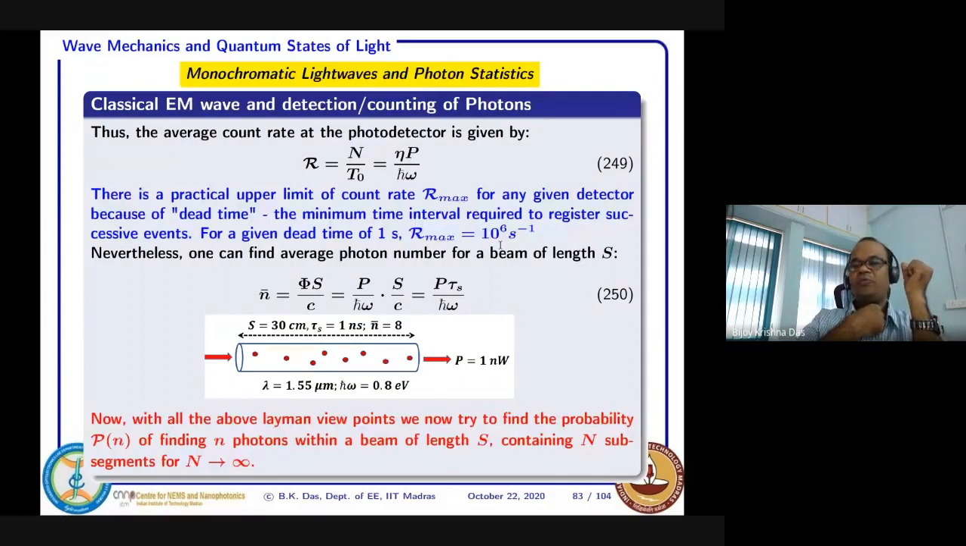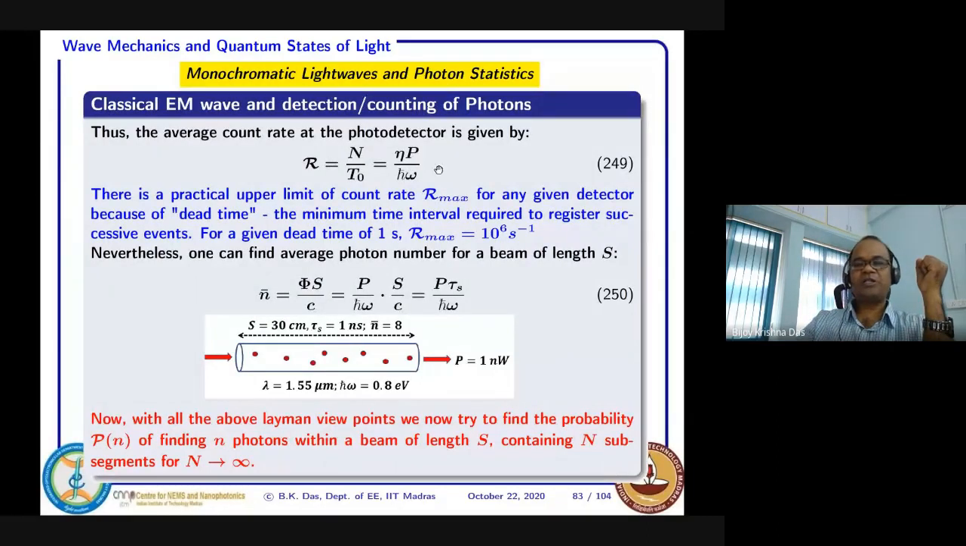That means 1 million photons per second can be registered. Some photodetectors can give more, some lower. So this is one example we are considering. So if I want to really resolve one photon, what do we have to do? This R max is 10 to the power 6.